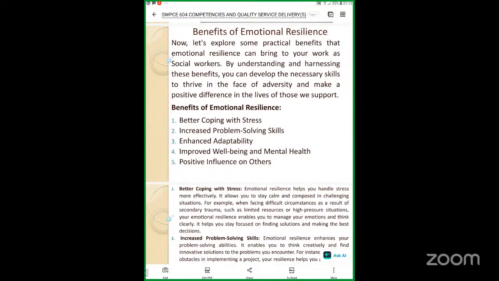So what are the benefits of emotional resilience? Better coping with stress. People will say, oh, today was too stressful in the office. Oh, the meeting was too stressful. So how do you cope when such stress sets in? Increased problem-solving skills. When you have emotional resilience, you begin to have those skills that will enable you to solve many problems. But if you don't have it, you will create more problems instead of solving problems.